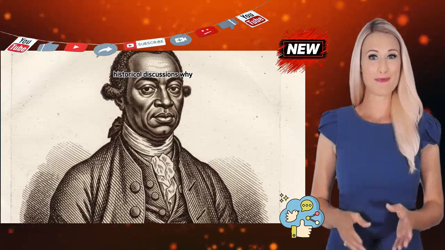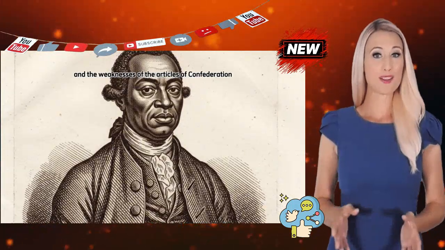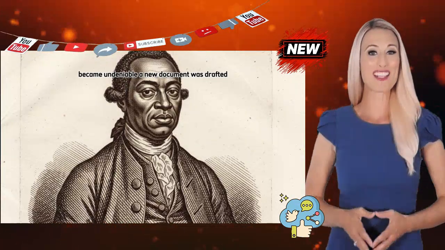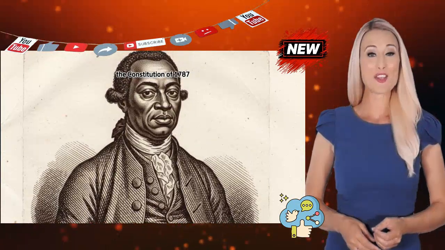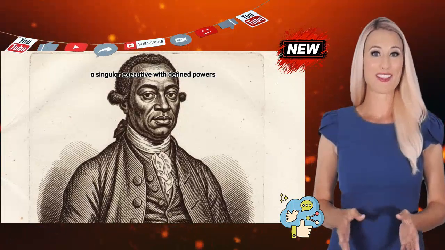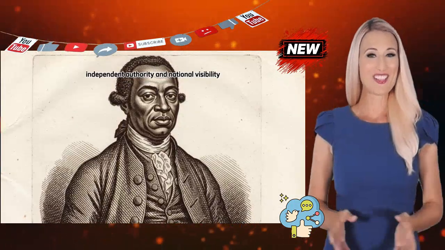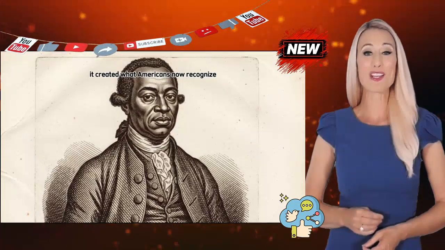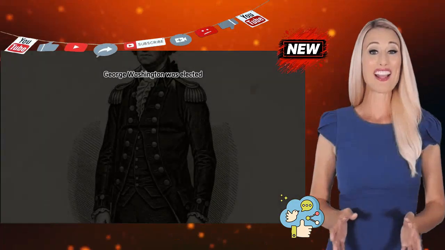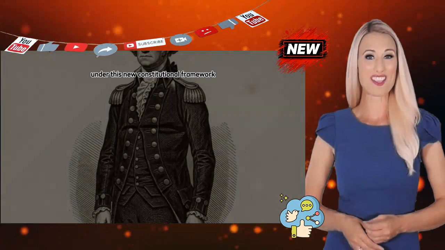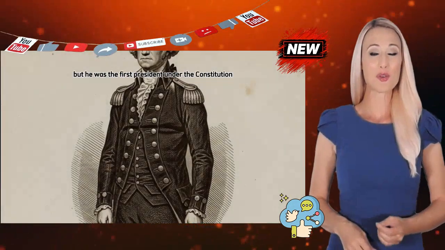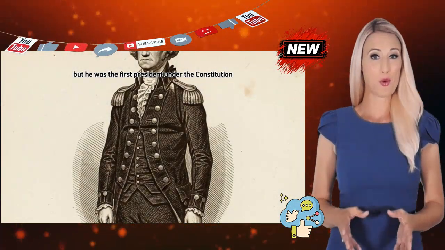Why? Because after the war ended and the weaknesses of the Articles of Confederation became undeniable, a new document was drafted, the Constitution of 1787. This constitution created a radically different office, a singular executive with defined powers, independent authority, and national visibility. It created what Americans now recognize as the presidency. In 1789, George Washington was elected under this new constitutional framework. He was not the first man to hold the title President of the United States, but he was the first president under the Constitution. That distinction matters.